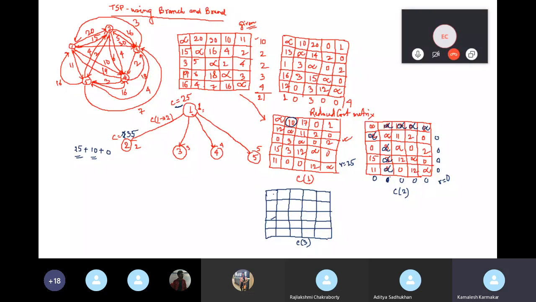So how to generate this C3? C3 will be generated from C1. So I will copy this value initially. So infinite, 10.